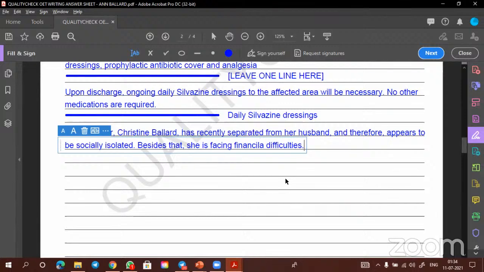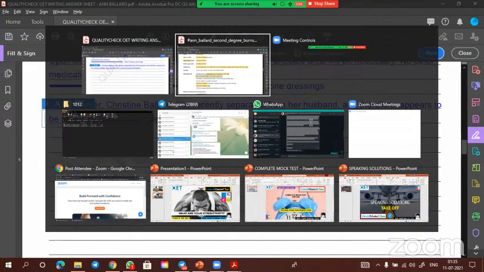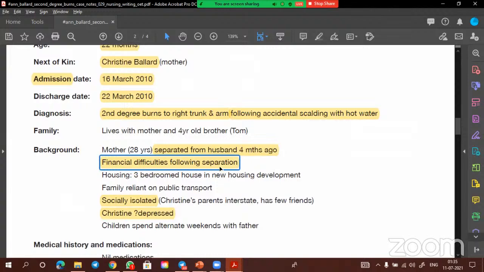All right. Financial difficulties. See, I have written a spelling mistake here. Besides that, she is facing financial difficulties. That's very clear. So this point, now she is facing financial difficulties. Already she is facing financial difficulties.